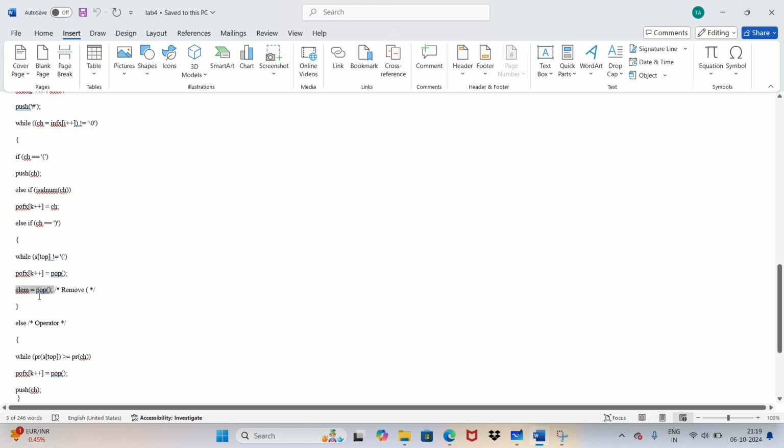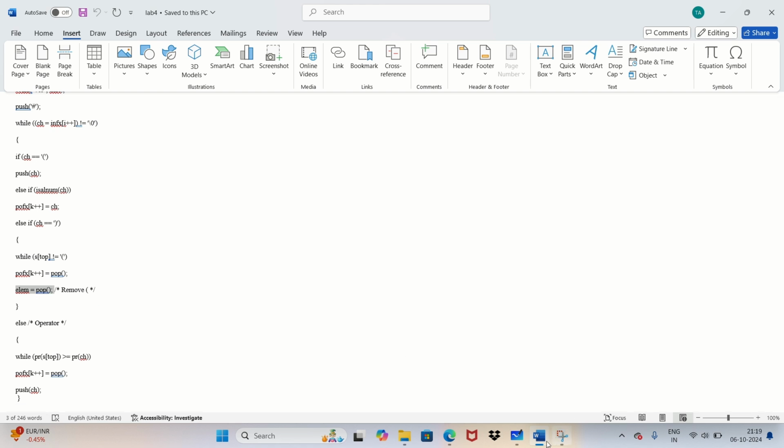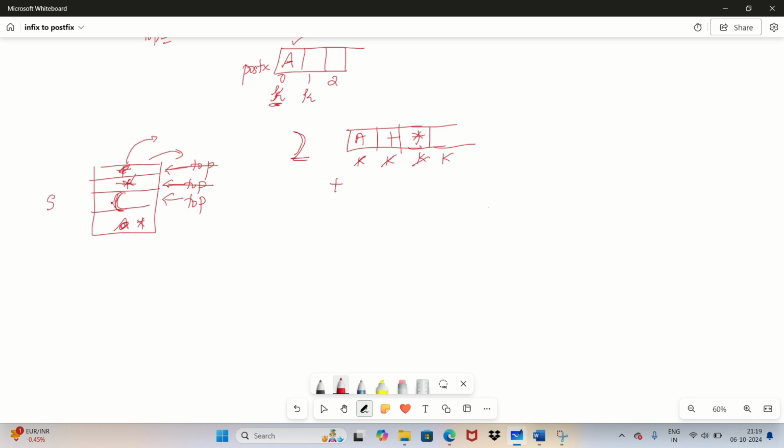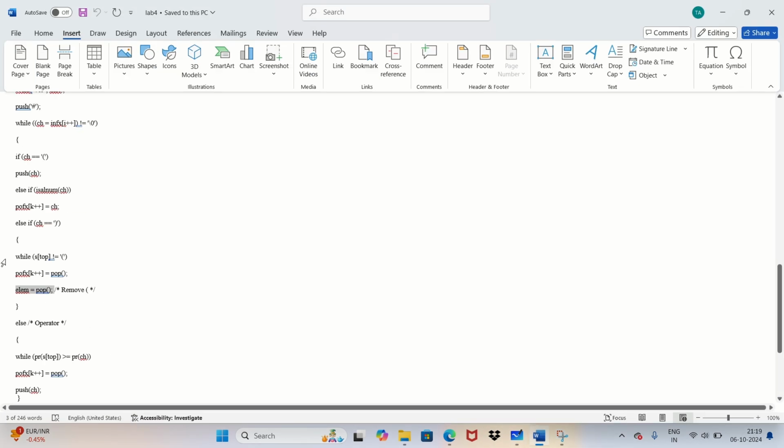So when it comes here, it says pop out, which means this will get popped out, but it is not popped out into the postfix. It is put in some element called element. Okay, after that what you have to do is, element is popped out. So till here we have done this for the case when the character is a closing brace.